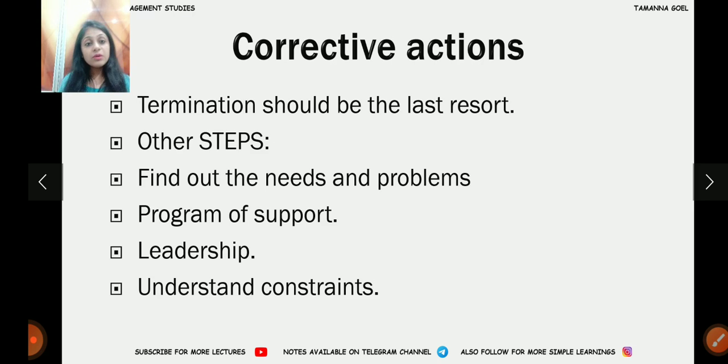And under the evaluation, what corrective actions can you take? If you find that they are not able to meet the standards, what corrective actions can you take? Termination should be the last resort. If, let's say, a particular intermediary is not giving you that much result, you just cannot go and terminate the contract. You should find out other steps, like finding out what the problems are, why they are not able to sell, give them support, give them leadership, understand their problems. If you're able to resolve them, great. If you're not, then of course you can go to termination. So these are the things that you have to do under evaluating the channel members.